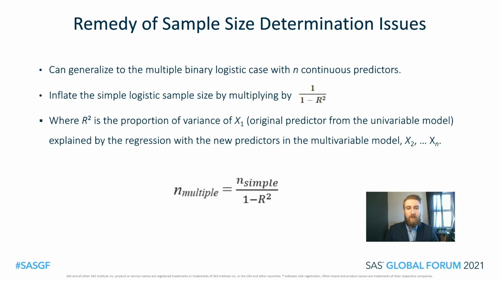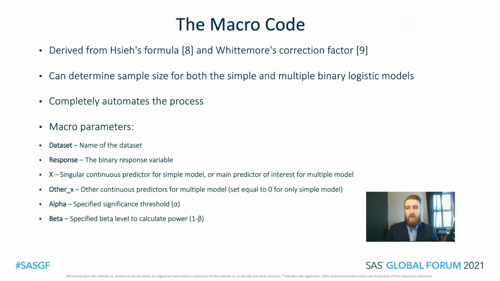It'll run the regression, it'll get the r squared, and it'll plug all this into a formula for you. So the macro code itself, as aforementioned, is derived from Hsieh's formula, as well as Whitmore's correction. It can determine the sample size for both simple and multiple binary logistic regression models, and the process is completely automated and streamlined.